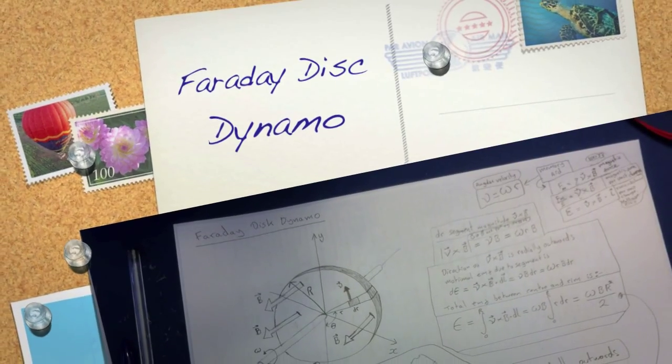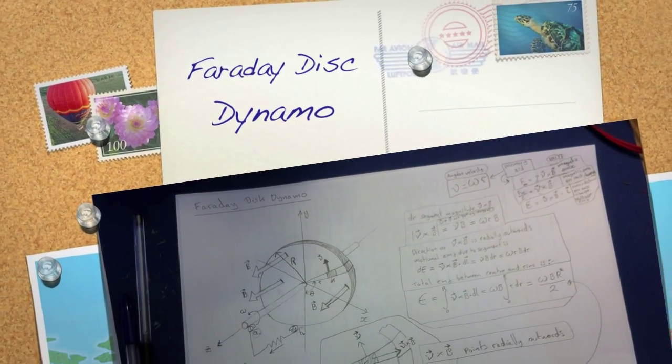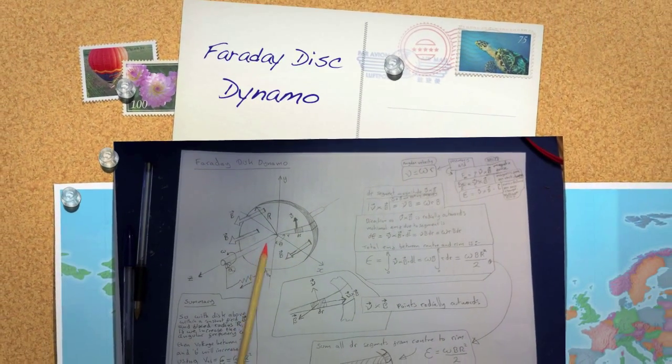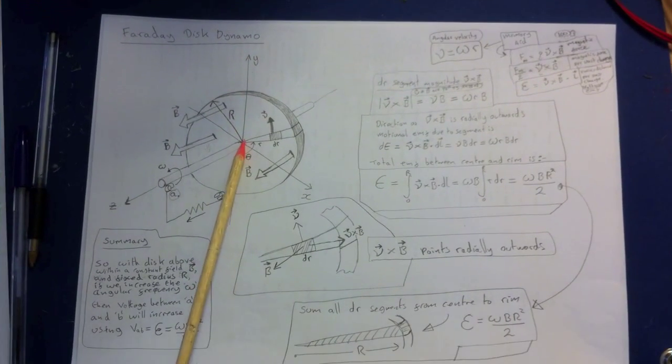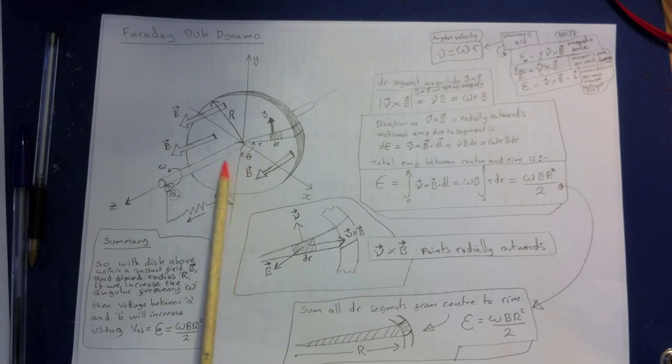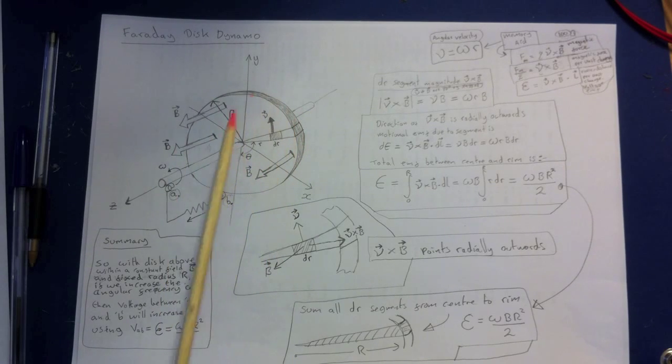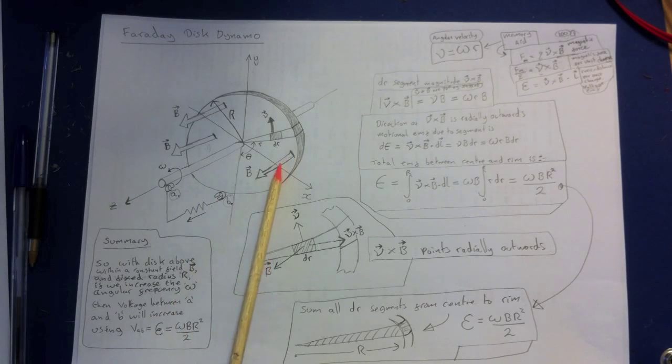Here's an example of motional electromotive force, the Faraday disk dynamo. A disk of radius r lies in the xy plane, so we've got the y-axis and the x-axis, and the z-axis here is going through the actual axis of the disk. You can see it's rotating here with angular velocity w about the z-axis. The disk is in a uniform constant B field, so we've got this constant B field coming out here.